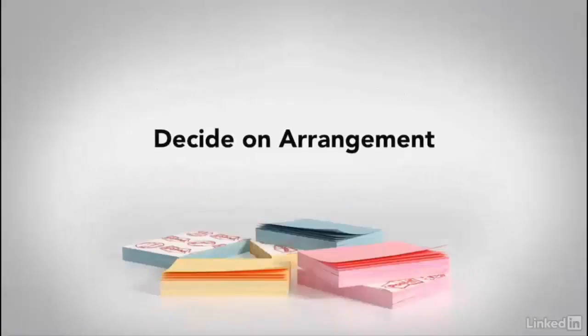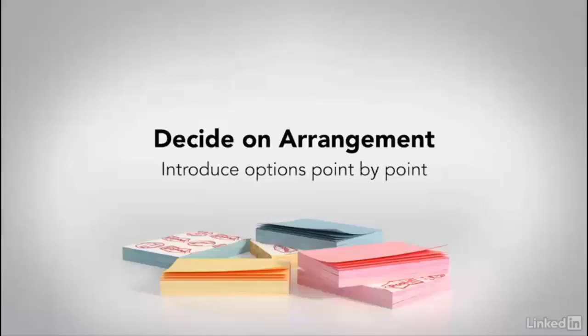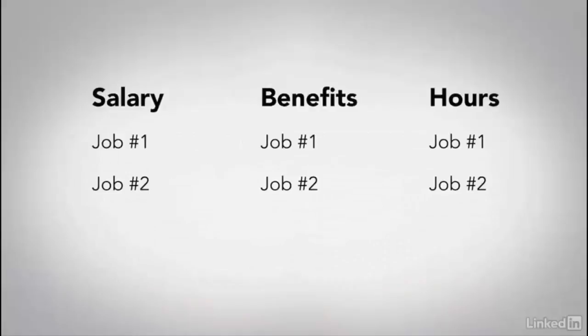Or should the paper switch back and forth by key points? This arrangement is usually called point by point. If so, the main topics would be salary, benefits, hours, distance to drive, and advancement opportunities. Under each of those 5 topics would be Job 1 and Job 2. Look at this example, the first 3 categories.